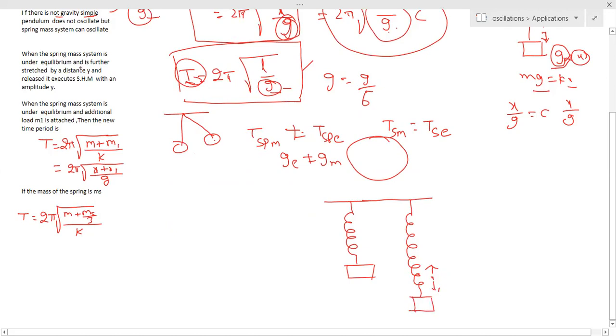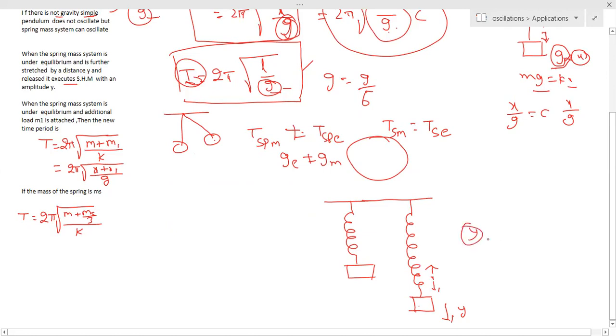Now what did he say? When a spring mass system under equilibrium, now in this case this is in equilibrium, is stretched by an amount of y. Now what I'll do? I'll still stretch this by an amount of y. Then what will happen? And is released, means if I stretch this by an amount y and release, what will happen? It will undergo SHM. It executes SHM with an amplitude y.